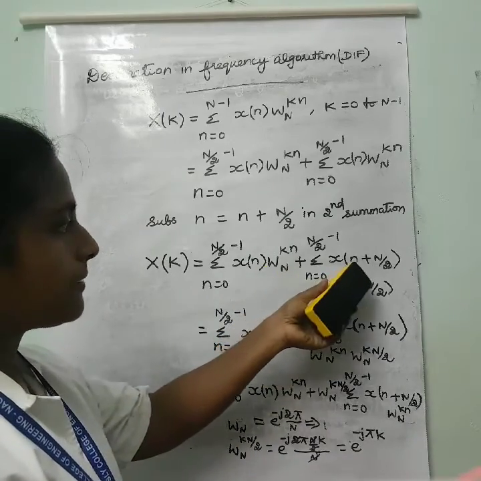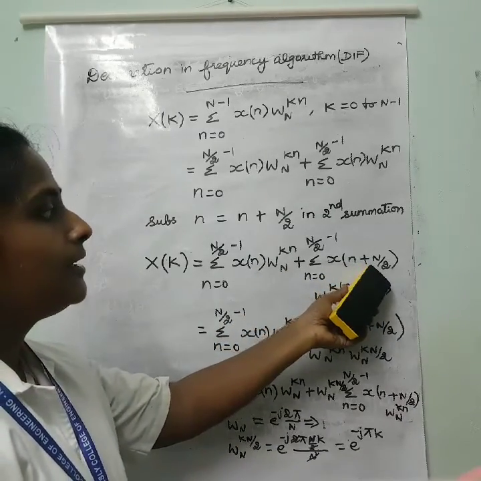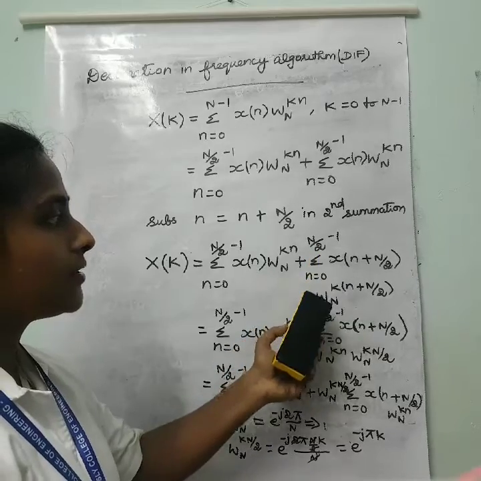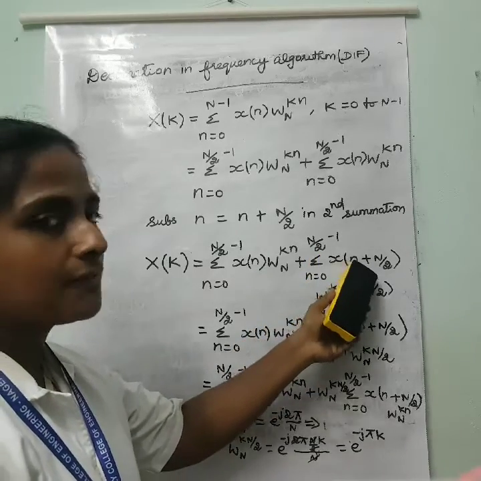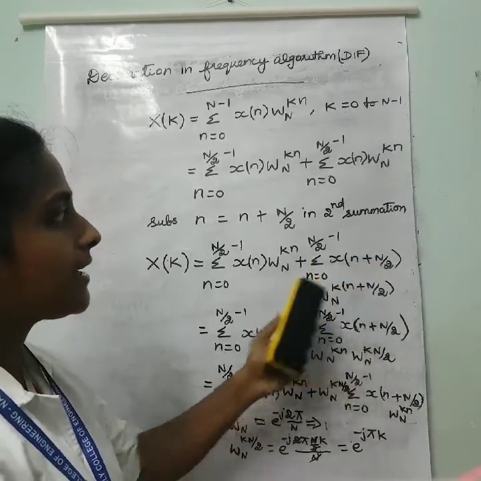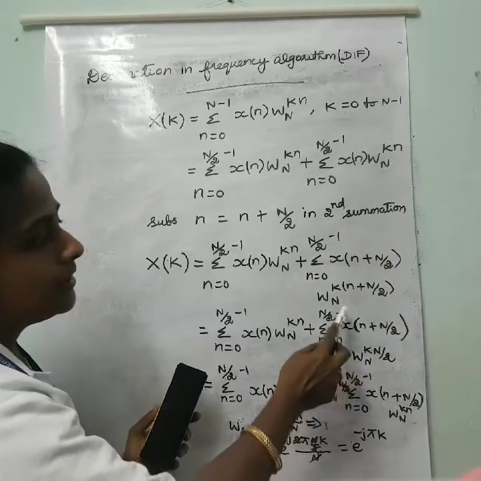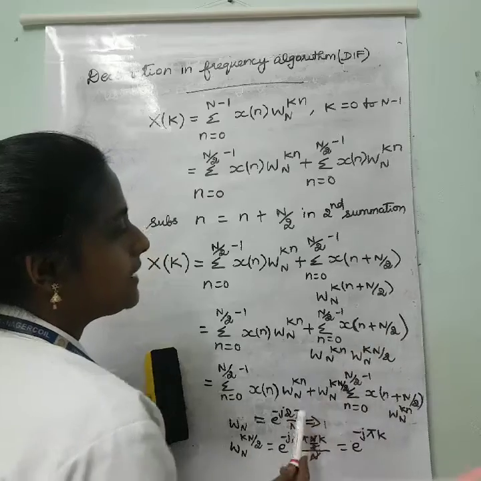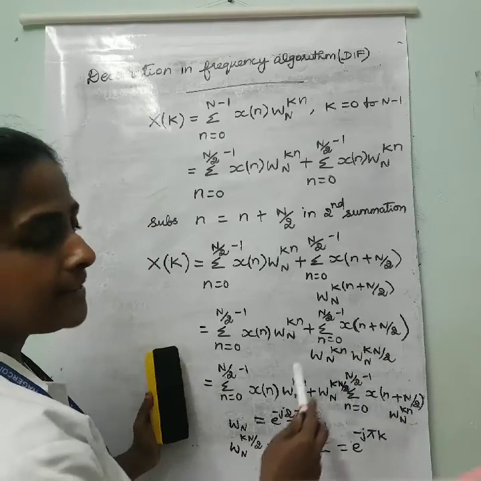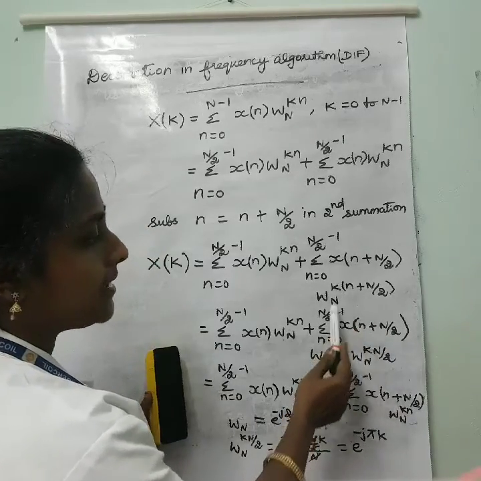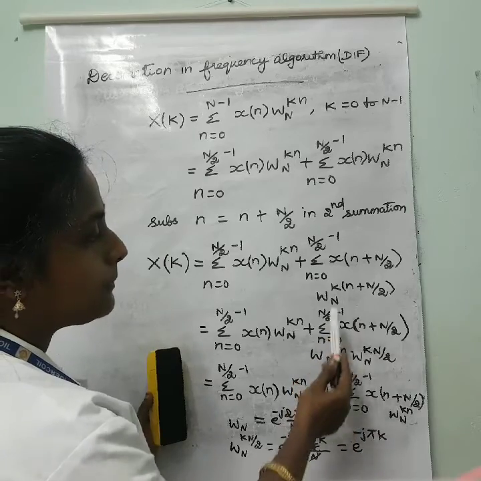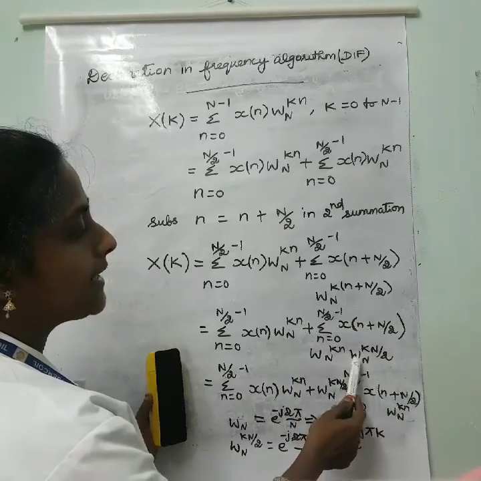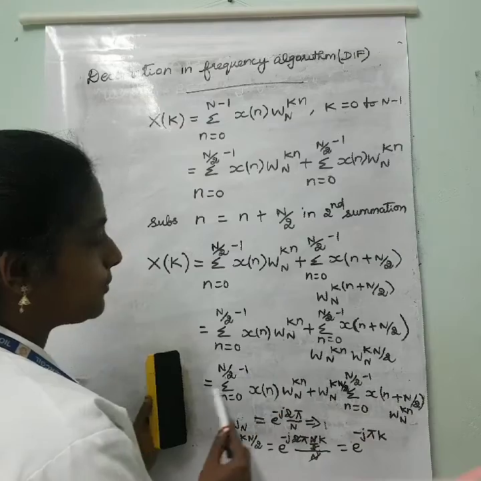So, in the second summation, you substitute: summation n is equal to 0 to N by 2 minus 1 of x of n plus N by 2. Here also you substitute, so W_N power k into n plus N by 2. In the next step, multiply this W_N power k inside. So, you will get W_N power kn into W_N power k into N by 2.